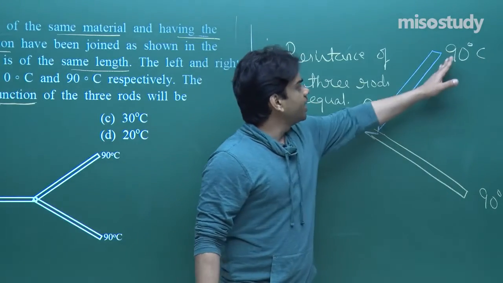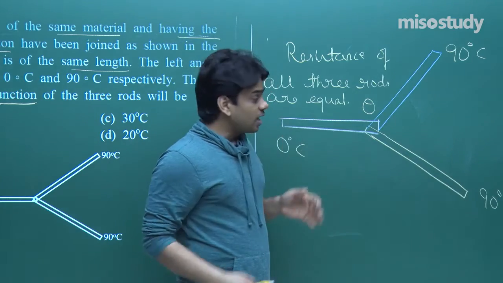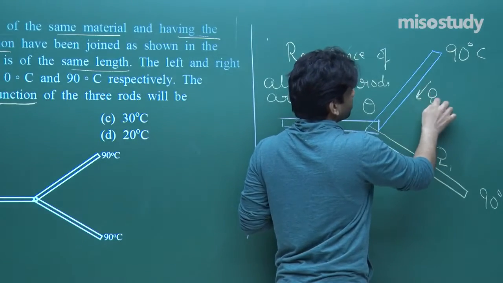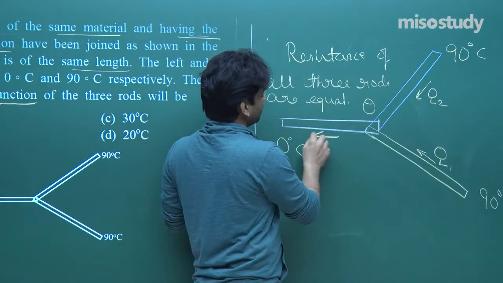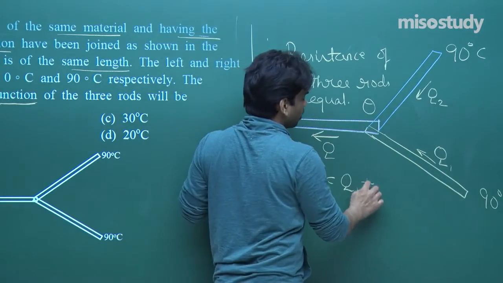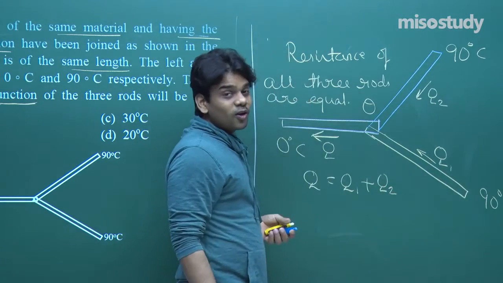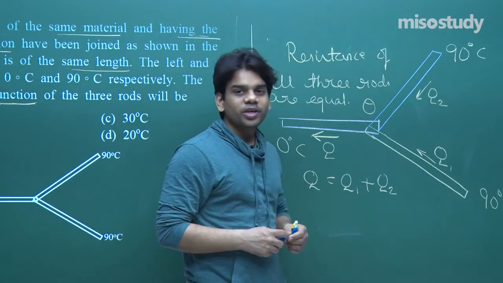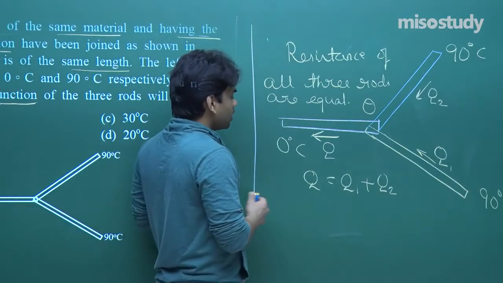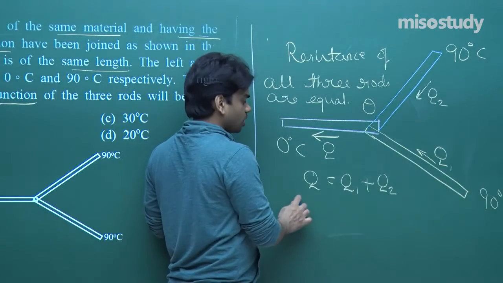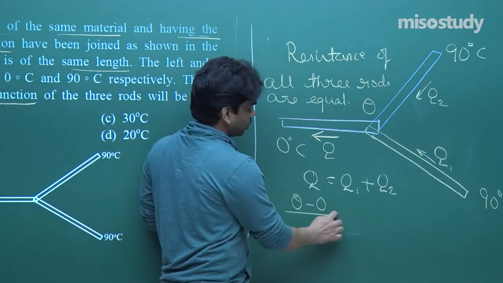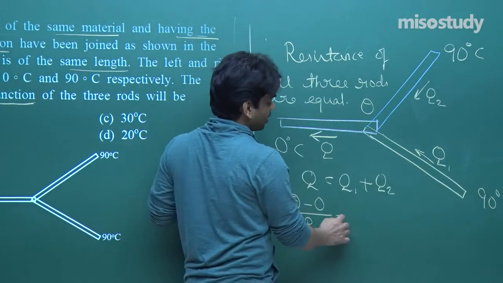Now if the resistance is equal, obviously heat is going to flow from this end to this end. Let's say the rate of heat flow from this end is Q1, it's Q2 from this end, and here it's Q. Quite obviously, we can say that Q will be equal to Q1 plus Q2. Now we all know how to write this. We can write the rate of heat flow as the difference in temperature divided by the thermal resistance. So Q will be equal to theta minus 0 divided by the resistance, that is R.